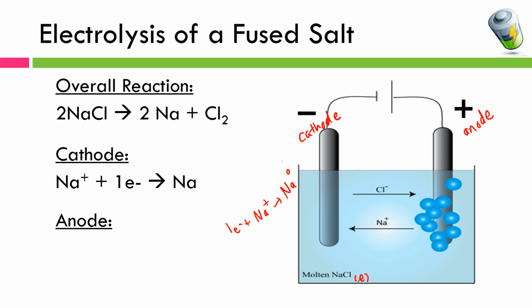All right, at the anode, we have the oxidation of chloride ions occurring. This one's a little bit trickier because we end up with Cl2. But we start off with 2 chloride ions. They're going to lose 2 electrons, and they'll form Cl2 gas. And that is our reaction at the anode.